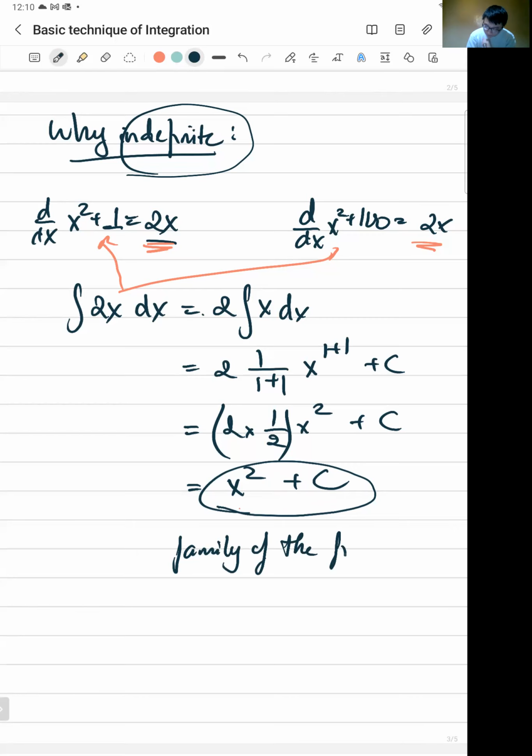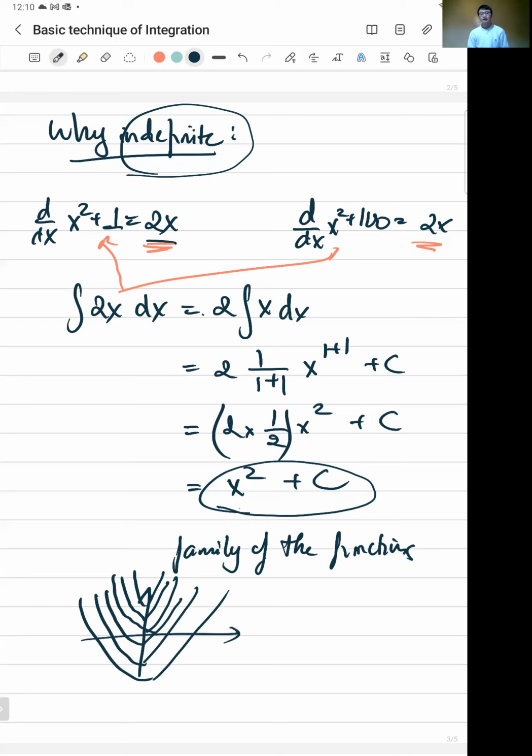So what I mean is, if you go on to Desmos and you draw this graph out, you can see, for example, I'm not a good drawer, but it can shift one up, it can shift like this, and like this, and like this. So it can shift anywhere, going infinitely. So this is a family of functions, and that's the reason why it's called indefinite.